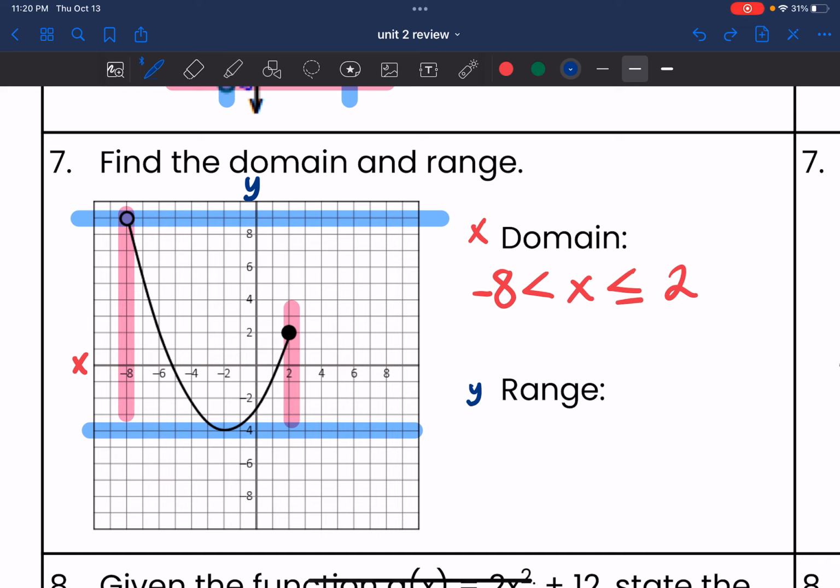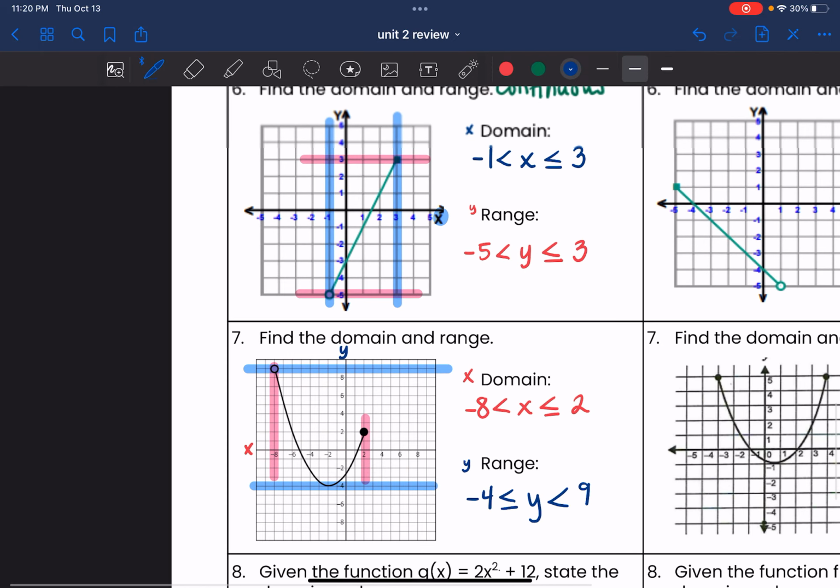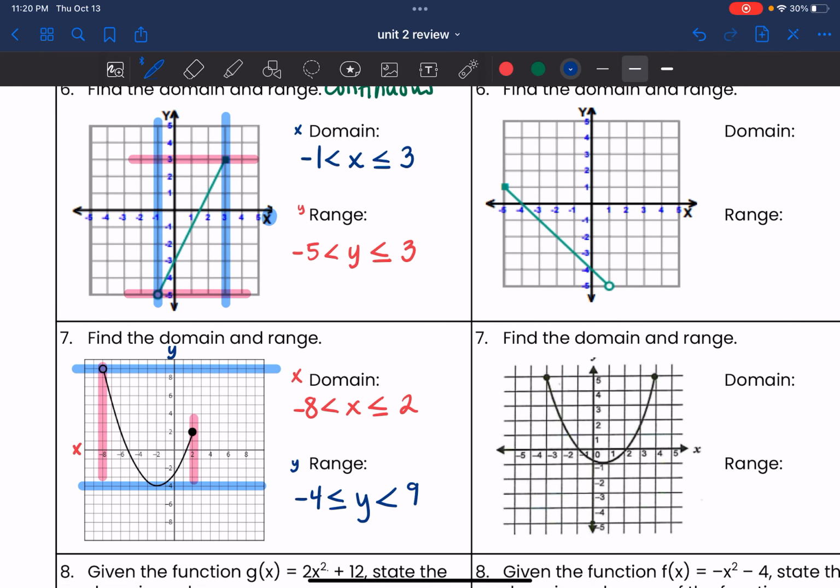So now the least number is -4, but there is no endpoint. There's no open circle or closed circle or anything. So when it's like that, you're going to use the or equal to. So -4 is less than or equal to y. Then the very top has that open circle, and this would be 9, so less than 9. Okay, so that's domain and range of continuous functions.